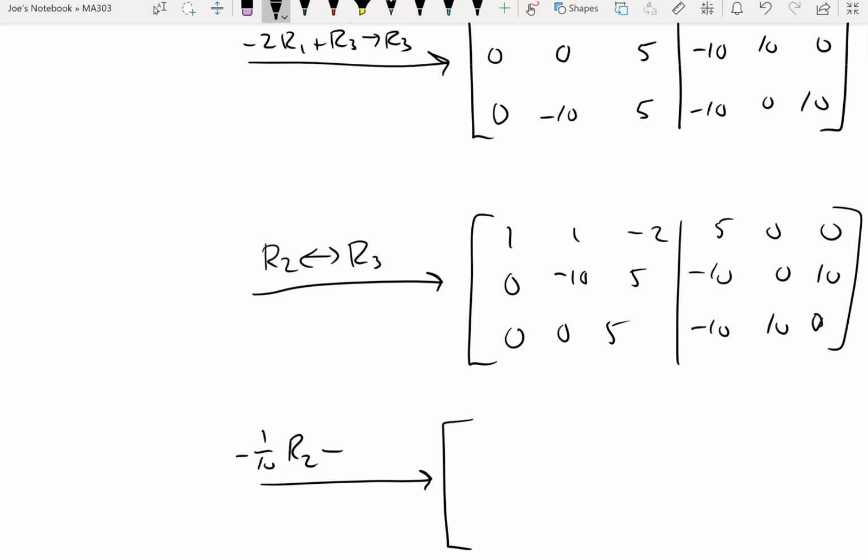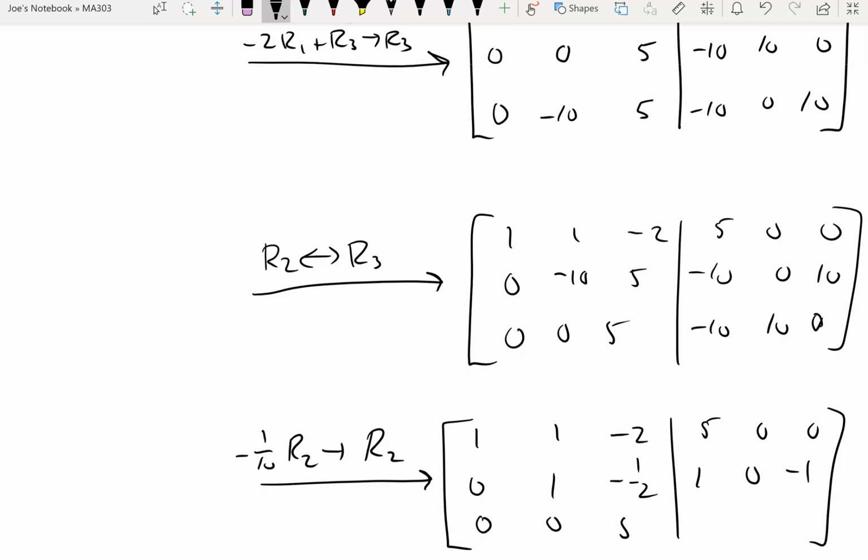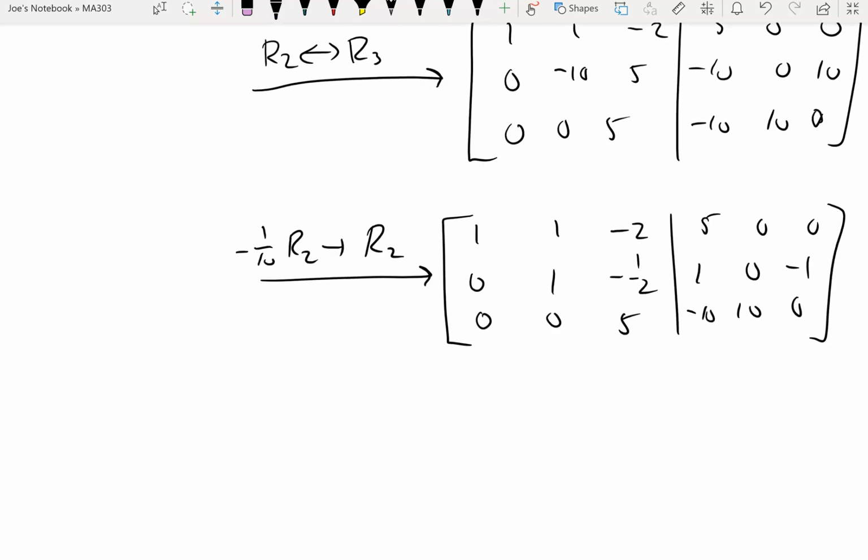Good, yeah, take negative 1/10 of row 2 and replace row 2. So rows 1 and 3 stay the same, and row 2 is going to become 0, 1, negative a half, 1, 0, negative 1. Good news with these is that we can check our answer when we're done. How are we going to check our answer when we're done, by the way? Calculator? That too. If I get the inverse at the end, what should I be able to do? Multiply by the original and see that you get the identity, right? Or calculate. All right, what's the next step?